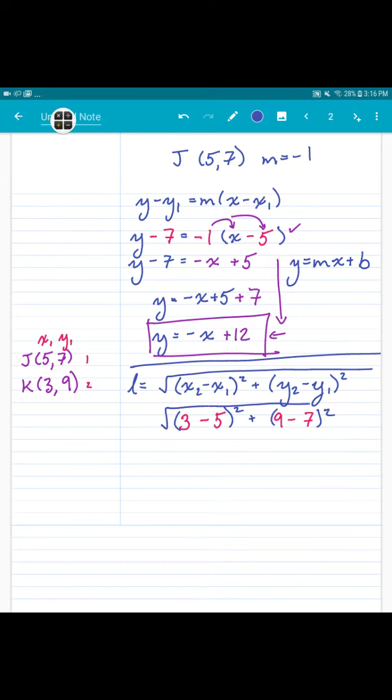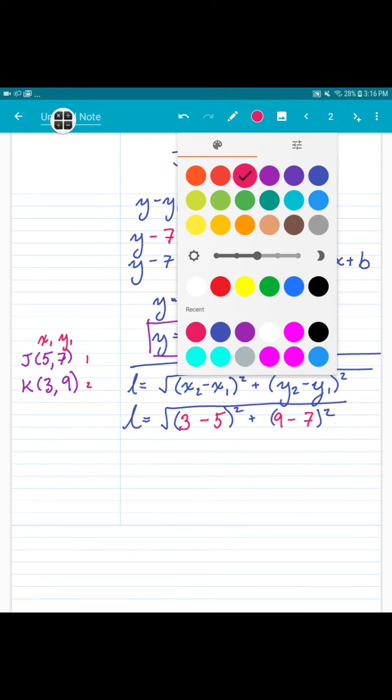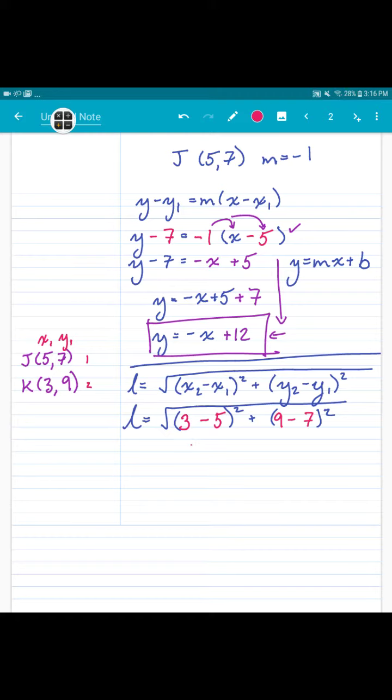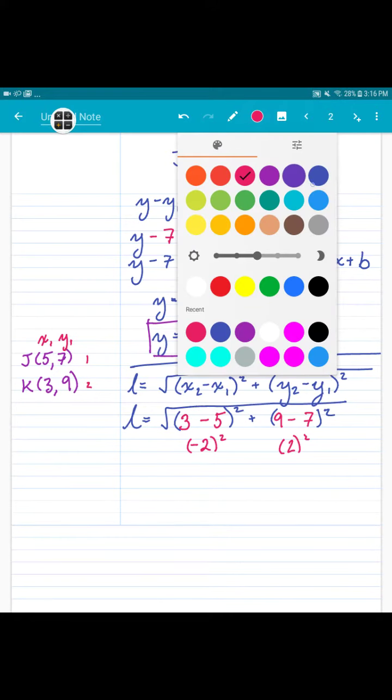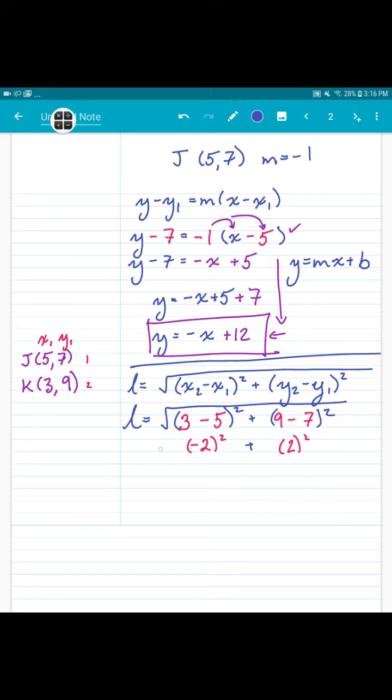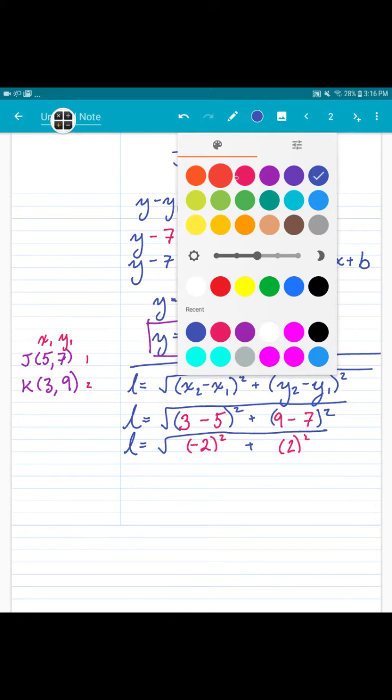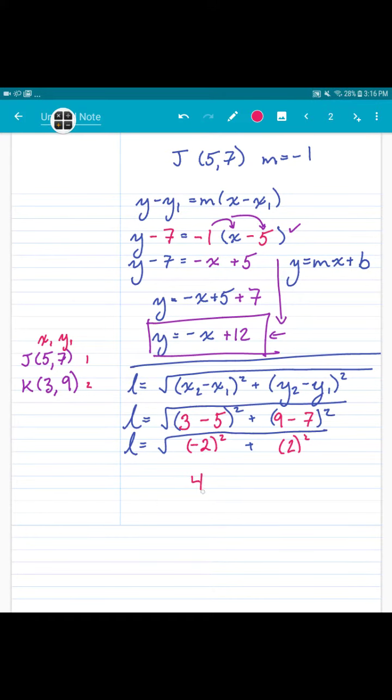And now we just work it out. So what's going to change here? 3 minus 5 is minus 2. And 9 minus 7 is 2. And what do we got here? So plus there. Don't forget that when you square a negative number, it makes it a positive number. So what we're going to get now is 4 and 4.